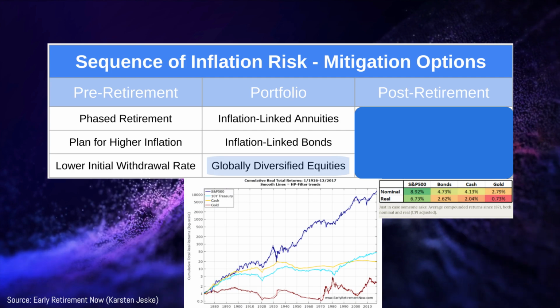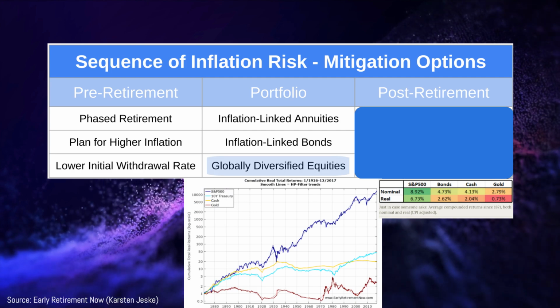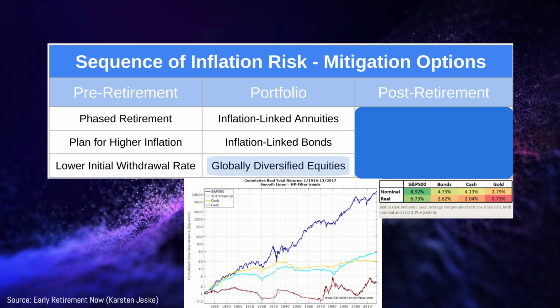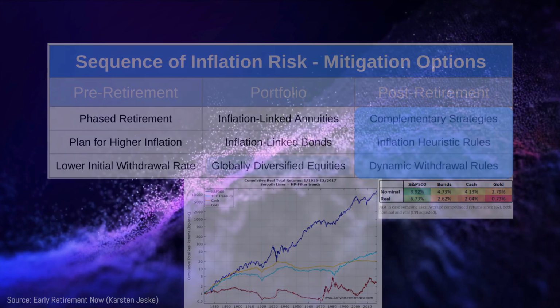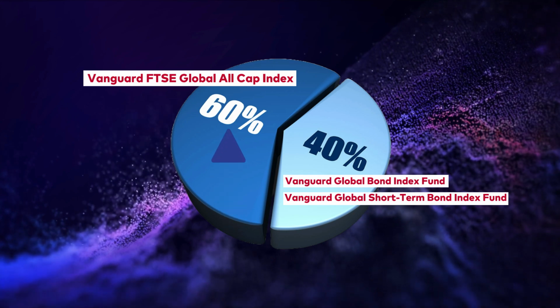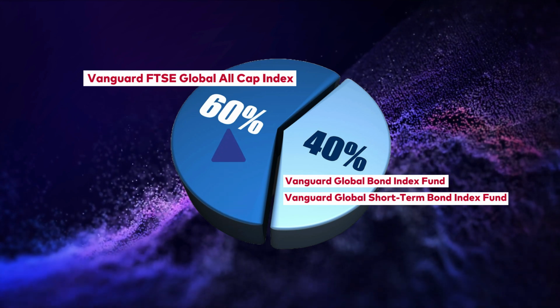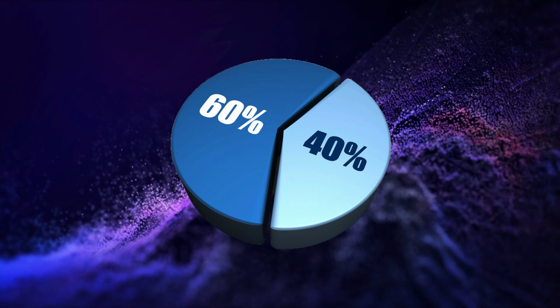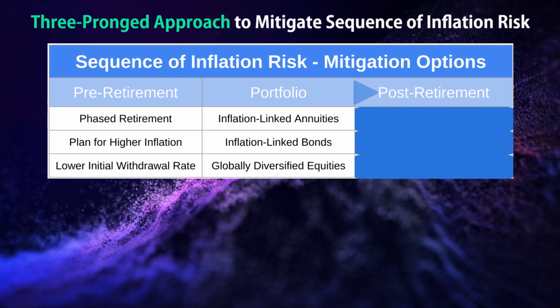While bonds offer some protection, historically, stocks have been the best long-term inflation hedge. Equities are also your best hedge against portfolio longevity risk. Aim for a globally diversified, balanced portfolio with a healthy allocation to equities, typically 60% or more, depending on your risk tolerance. Finally, let's briefly look at post-retirement strategies.